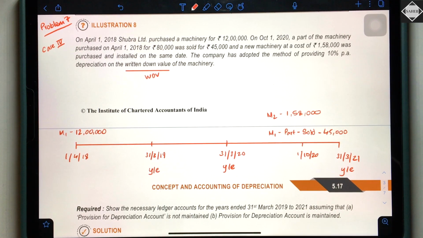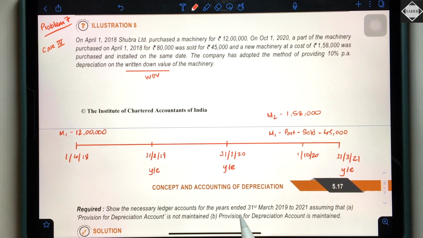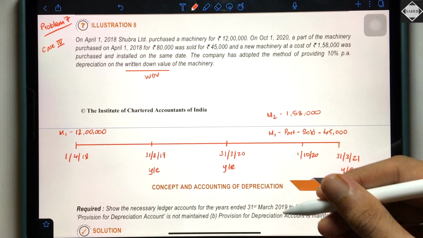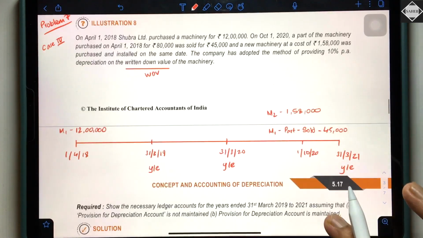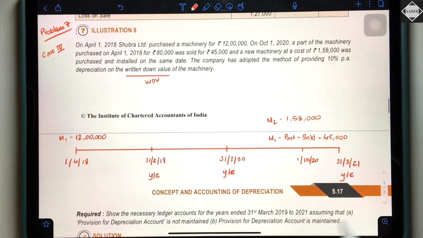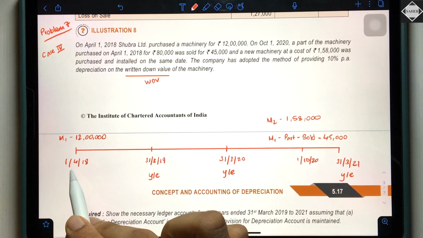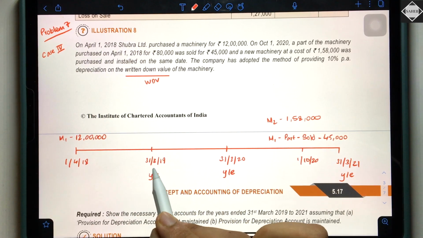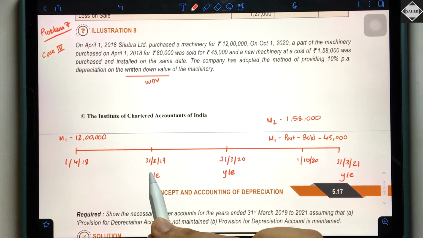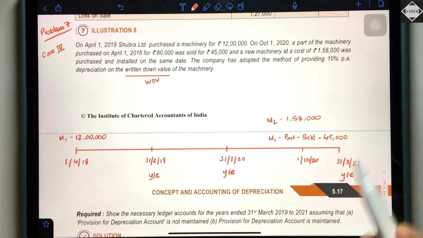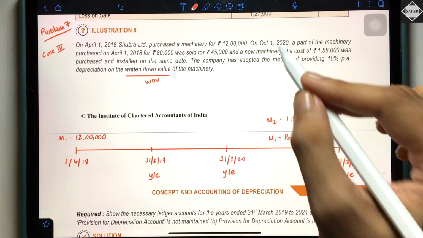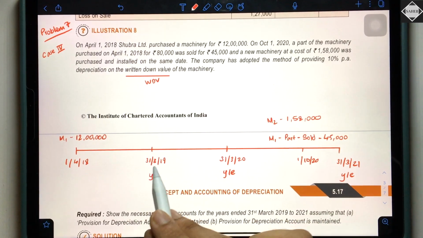First, you have to know when the year end is. You can see here, show the necessary ledger accounts for the years ended on 31st March 2019 to 2021, right? So the year ends on 31st March. So 1st April 2018, the year will end on 31st March 2019. You all know this, right? So this is the year end, and the sale happened on 1st October 2020. So not in this year. See the next year.